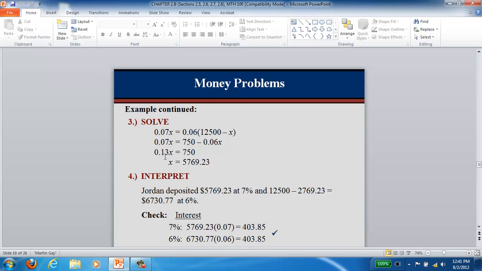750 divided by 0.13 equals 5,769.23. So Jordan deposited $5,769.23 at the 7% and $6,730.77 at 6%. And you get this amount by subtracting.